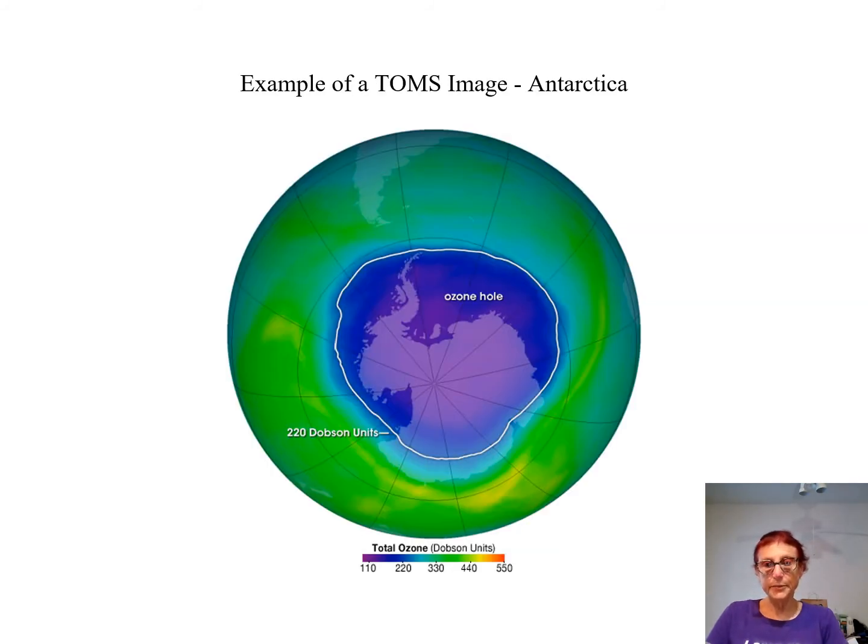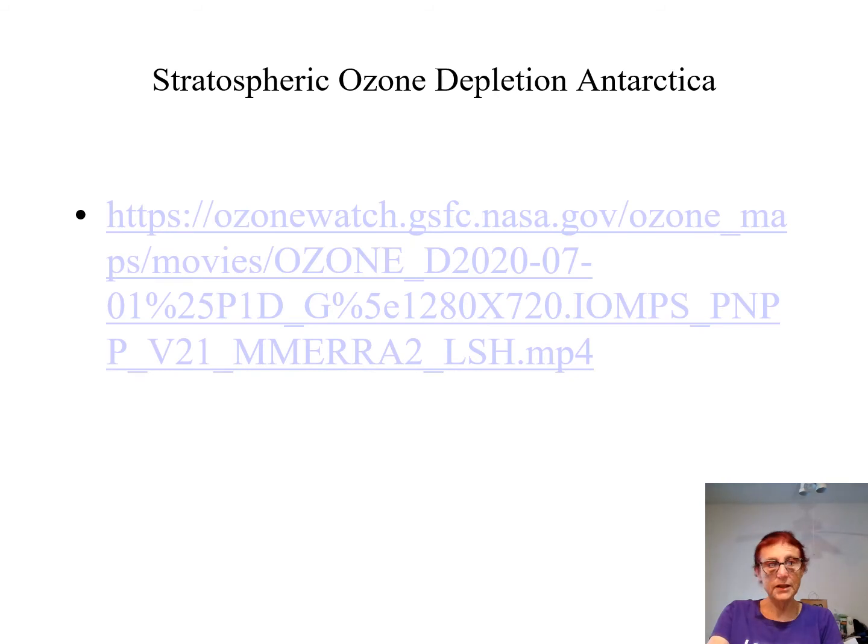This is an example of a TOMS image and the kinds of images they get as they are looking at Antarctic, and they can also look at the Arctic thickness of the ozone layer. The deeper the color, the deeper the purples, the thinner the layer. And you can go online and you can look at images. I'll provide you a link to look at images throughout the year, and you can see how this thickness, if you will, changes with respect to seasons.